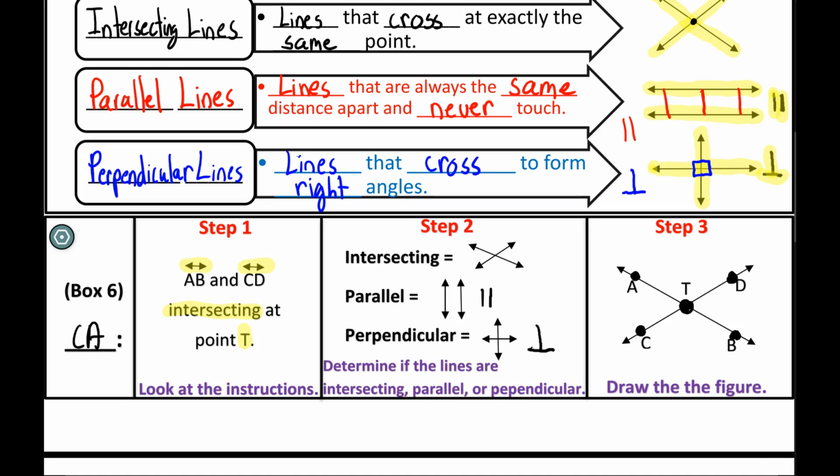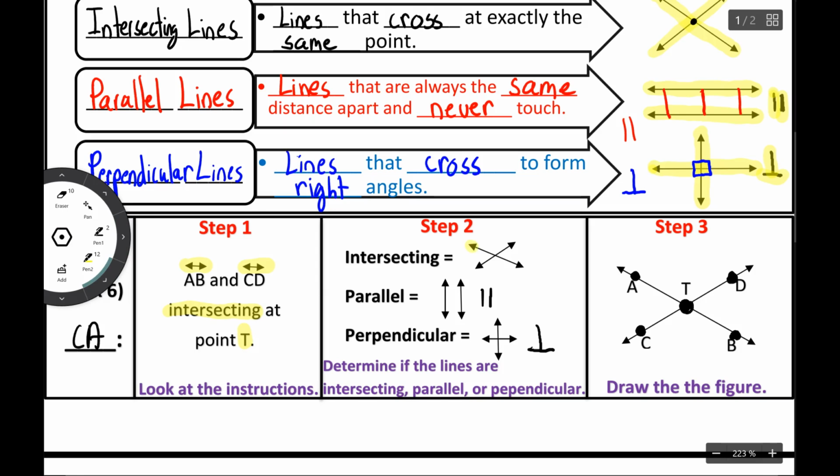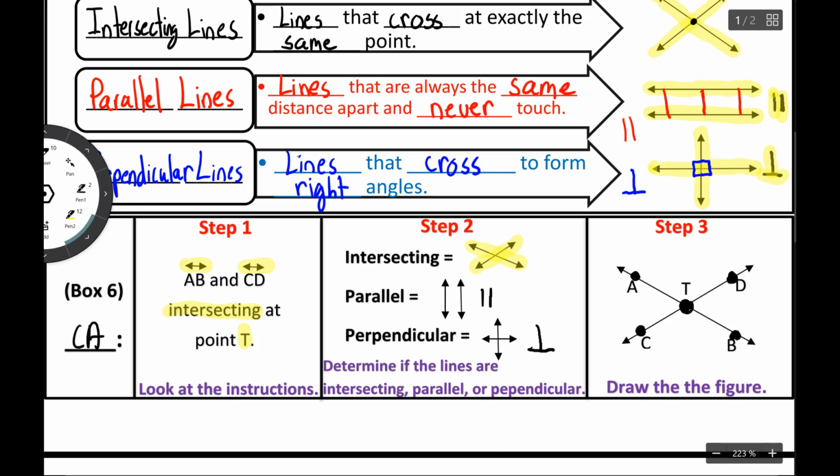So now step 2, determine if the lines are intersecting, parallel, or perpendicular. Alrighty. Well, intersecting lines have two lines that literally just cross, like this. When they cross, they're not necessarily forming right angles, so keep that in mind, okay? Parallel lines have two lines that can go like this, right? The symbol for it just looks like two lines, but also keep in mind that parallel lines can also look like this. They can also look like this. Keep that in mind, please.